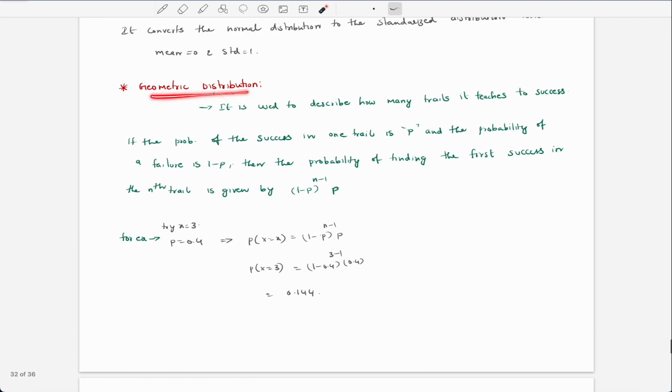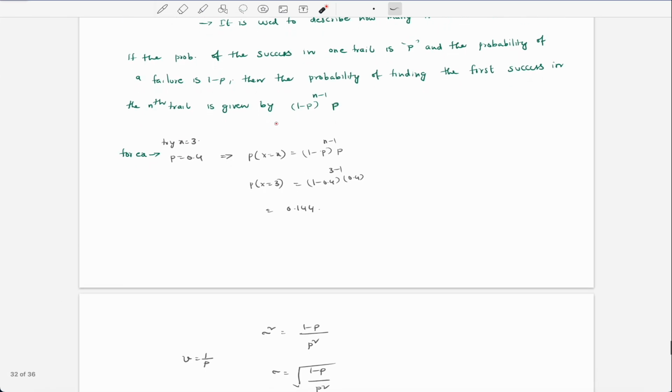After that we have the geometric distribution. What is this geometric distribution? It is used to describe how many trials it takes to reach success. If the probability of success in one trial is p, and the probability of failure is 1 minus p, then the probability of finding the first success in the nth trial is given by (1 minus p) to the power of n minus 1, multiplied by p.